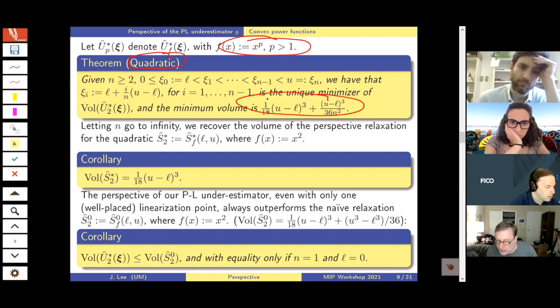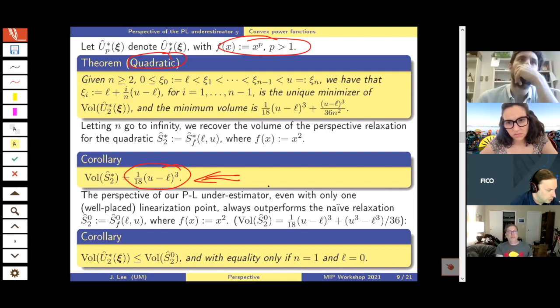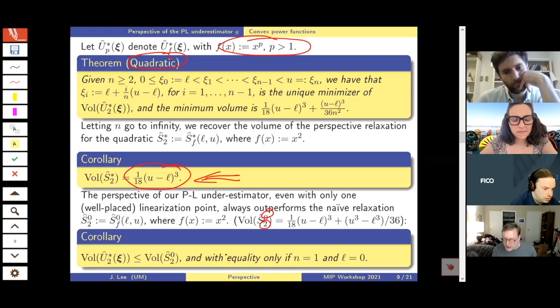And this is what the minimum volume is. If you let n go to infinity with equally spaced breakpoints, you're getting the actual function itself. And so you can immediately recover that the volume of the set without doing the piecewise linearization is exactly that. There's also the naive relaxation, and in this first paper I mentioned, the Jogo paper, we calculate that. So the naive relaxation for the quadratic function, the volume is exactly that.